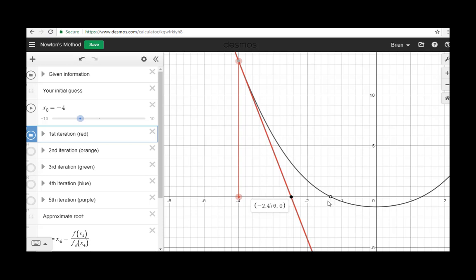Now, is it close enough? In this case, it's pretty far away. This looks like it's about negative 1.38-ish, and we're pretty far away. We're a whole unit away. So what we would do then is we would repeat this process.